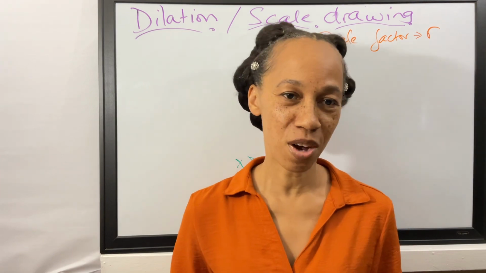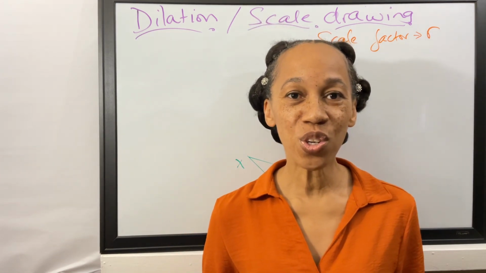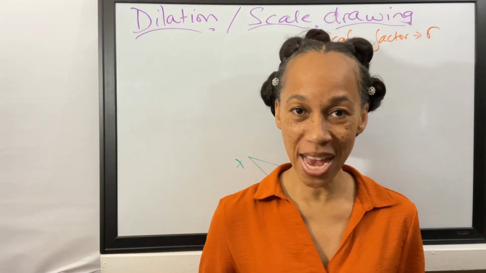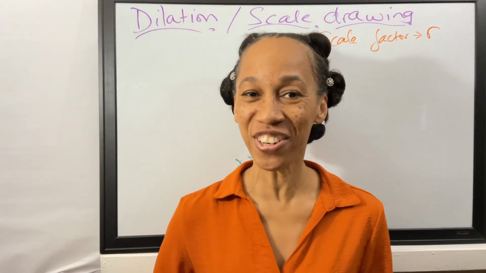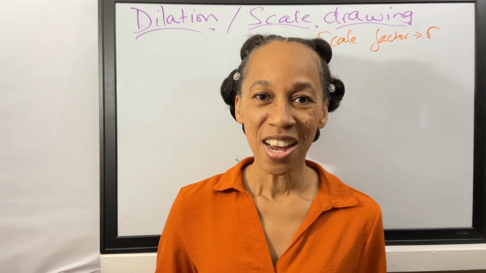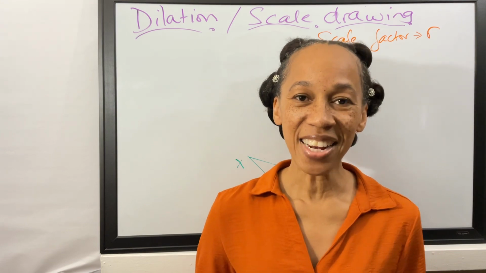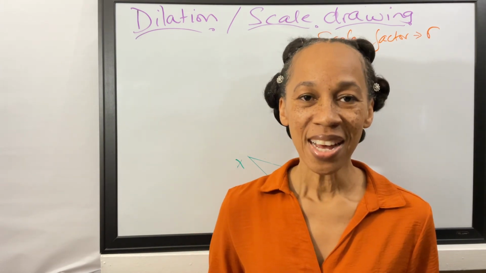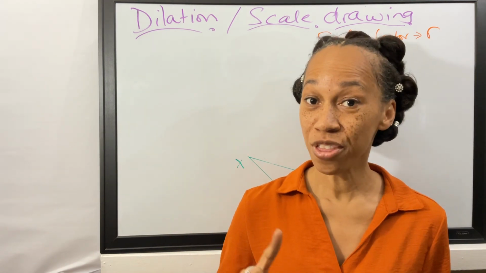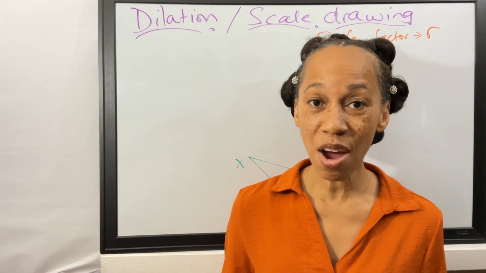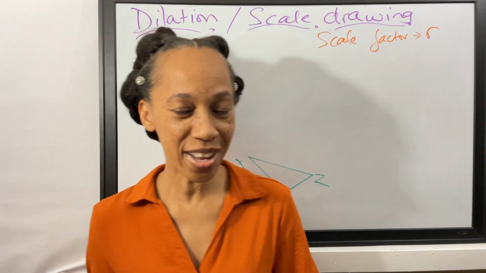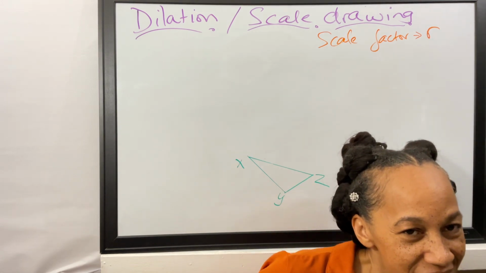Today I am going to talk about dilation. It is also known as scale drawing. Dilation is a transformation, but it is not a rigid motion. Rigid motions are rotation, translation, and reflection. Now dilation will not change the shape of the figure. The only thing that will change is the size. It will either get larger or it can shrink and get smaller.